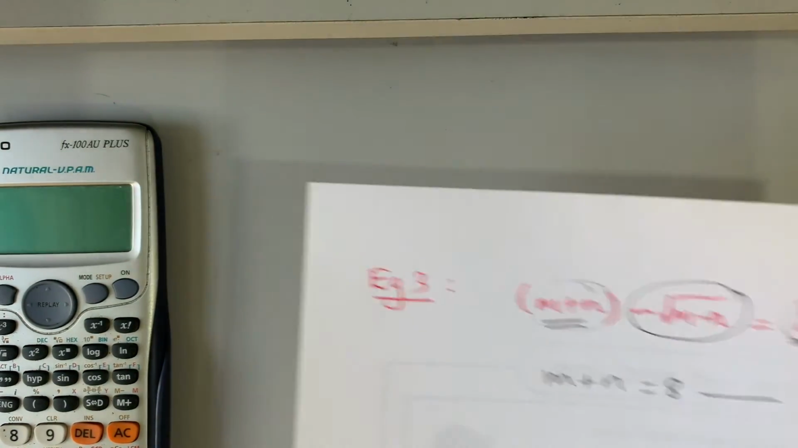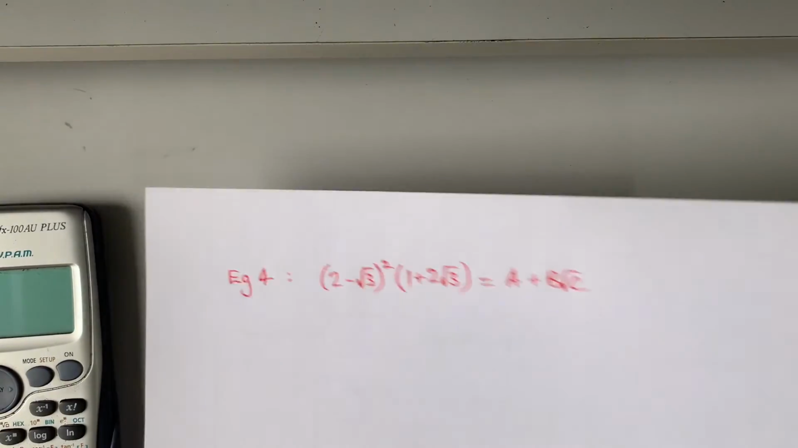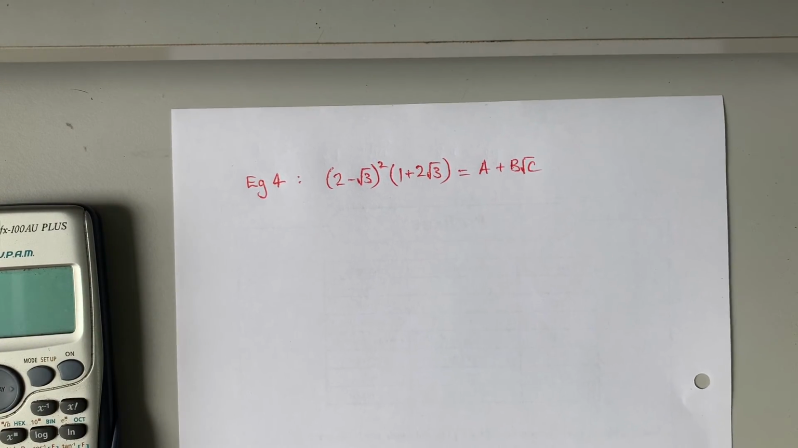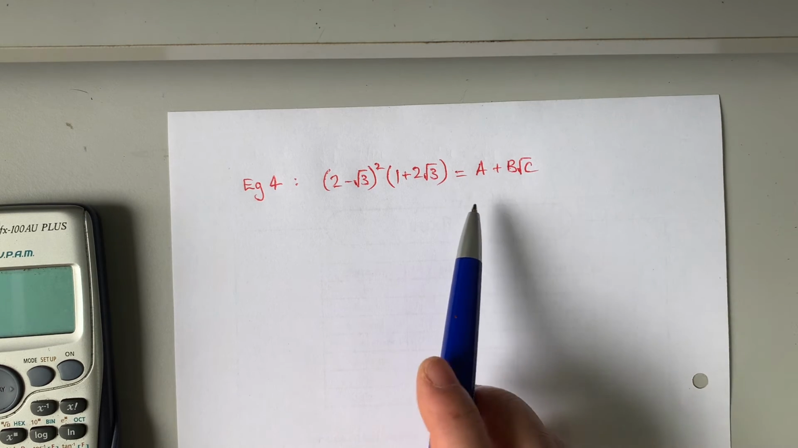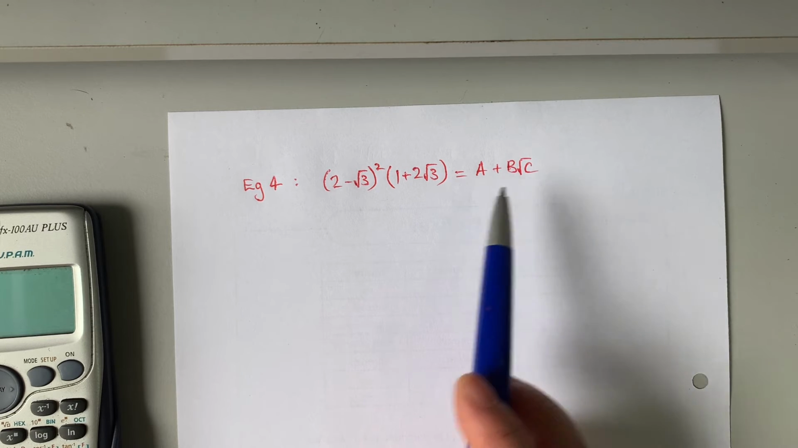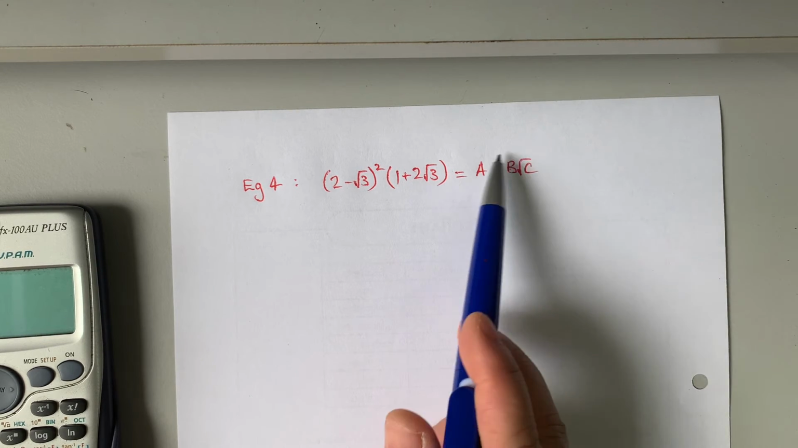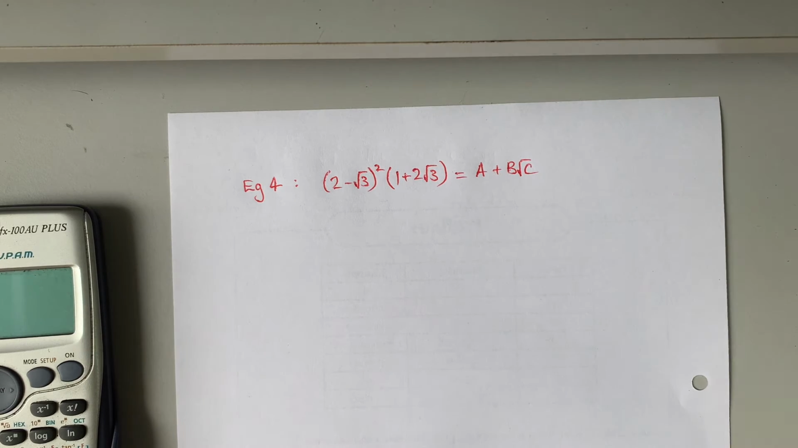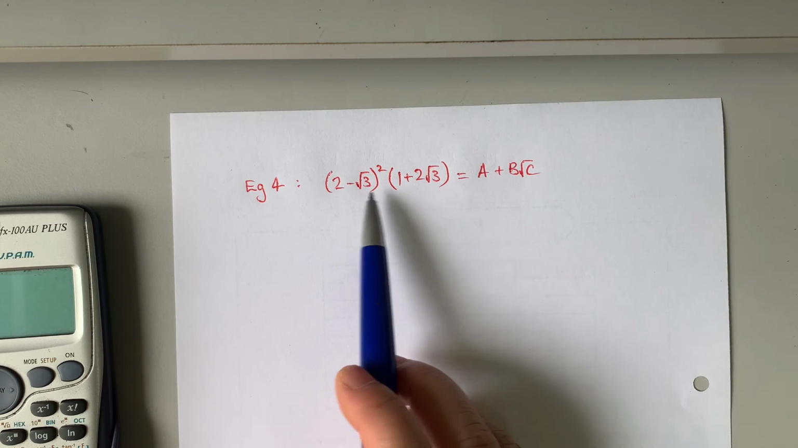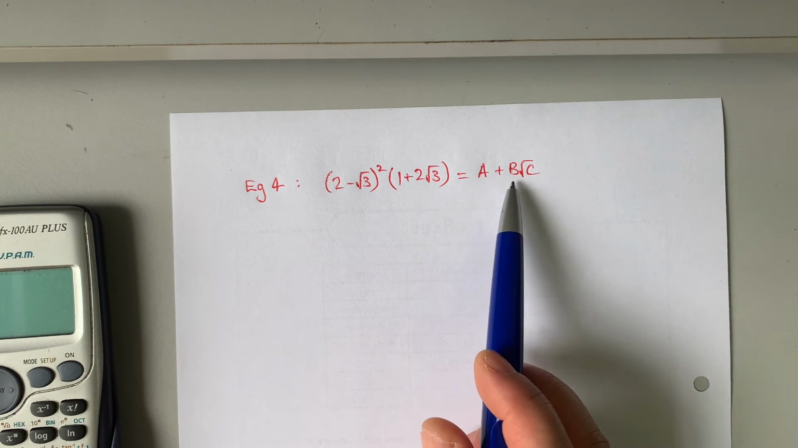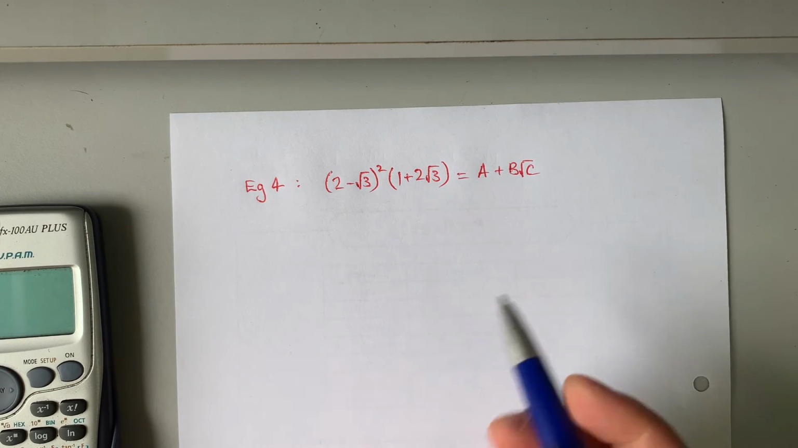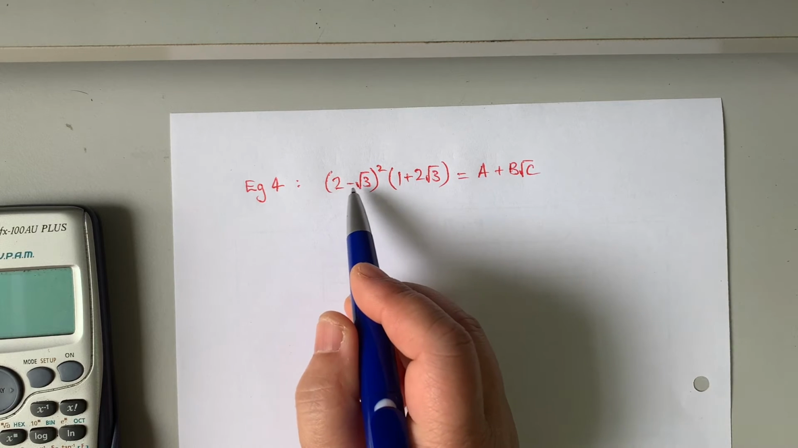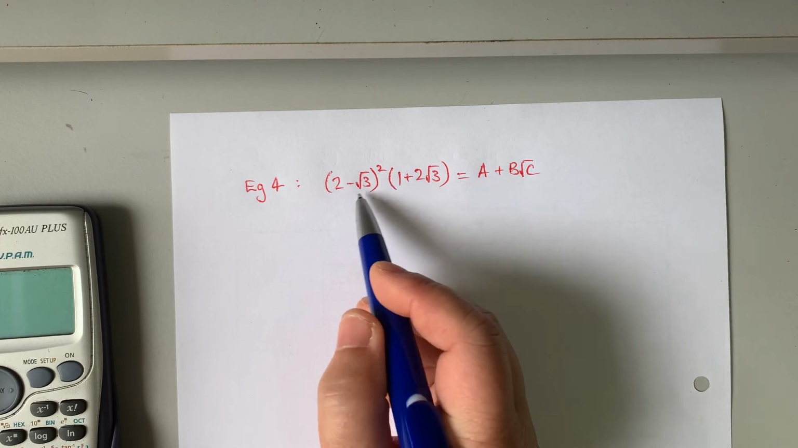Let's try the next one, example 4. So this time we've got 3 unknowns that we need to find. We need to find A, B, and C. And given that this expression has to be exactly the same as this expression. The same method, we're going to try and put the left-hand side in exactly the same format as that right-hand side there, which means we have to expand. So let's expand 2 minus root 3 squared.